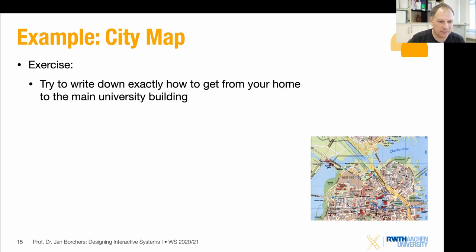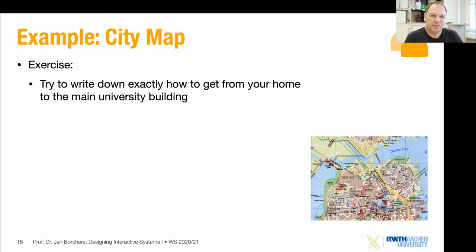Okay, so here's another example. I want you to try the following. This is maybe going to take a little longer, but I want you to try to write down exactly how you get from your home to the RWTH Hauptgebäude, the main university building. Or if you're studying in Bonn, you can use the main university building in Bonn. So take a piece of paper and write down instructions. It's also okay to draw a map, like visual instructions where to turn left and right, and take a minute or two to try to do that.